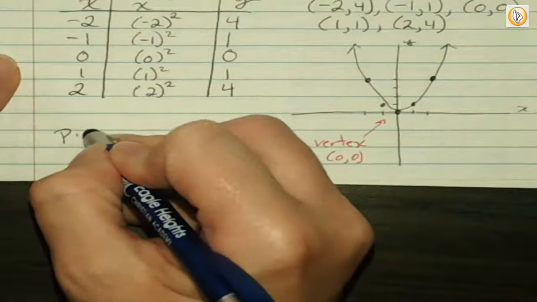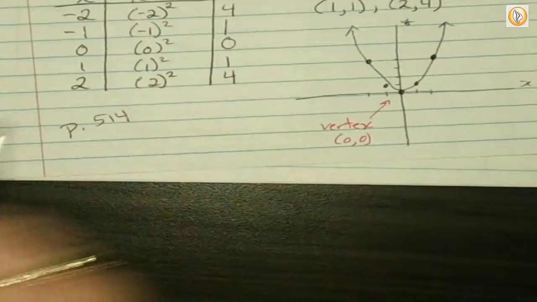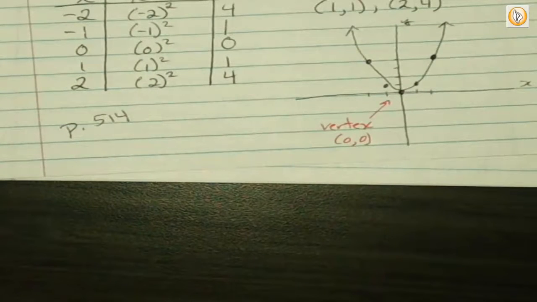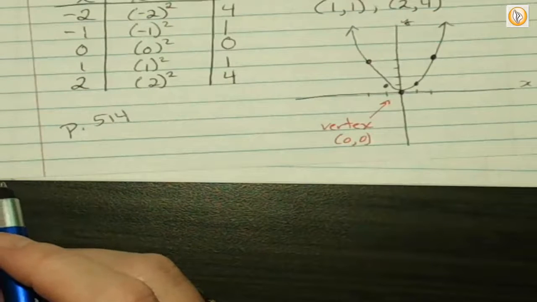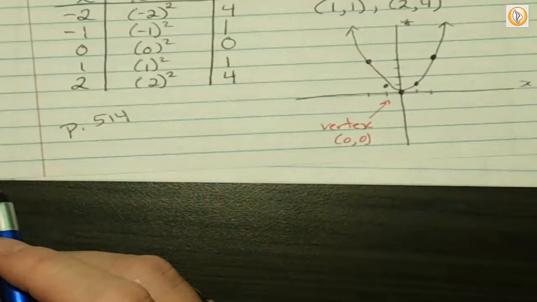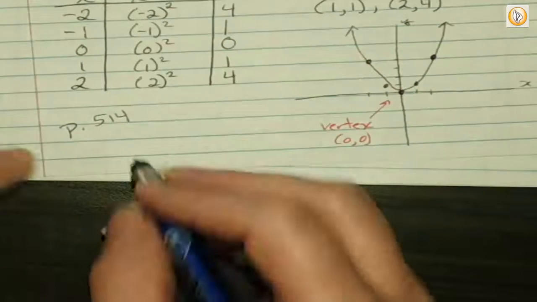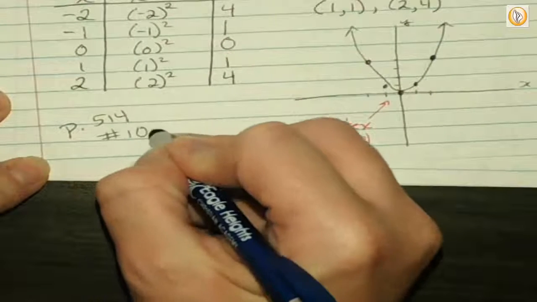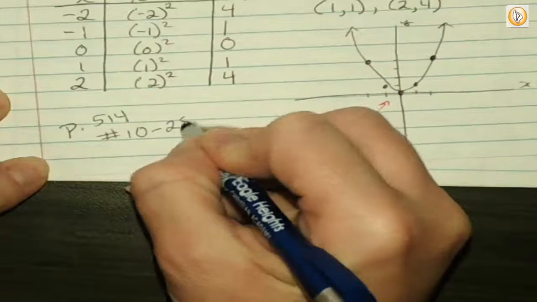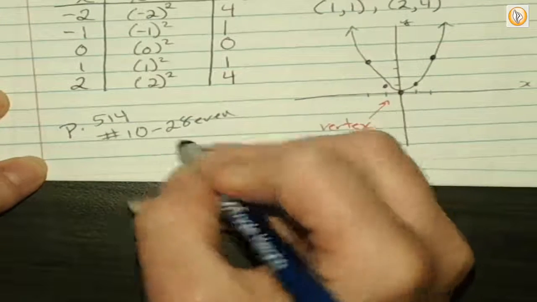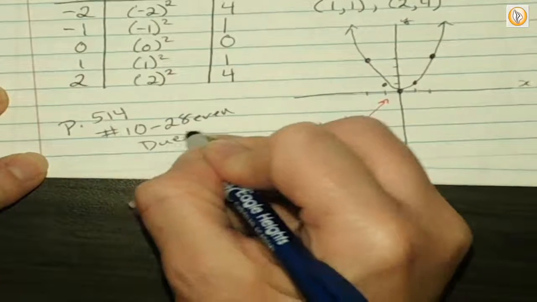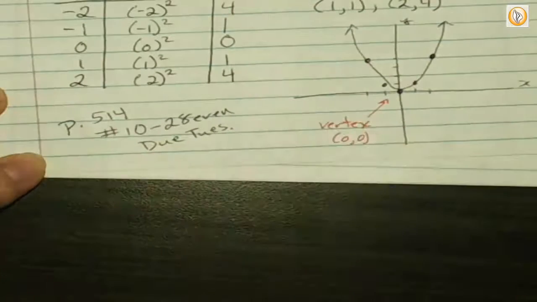So you're going to be doing page 514, because you know how to do the first part. I'm going to have you do 1, 2. Wait, there's gotta be more in there. And I'm going to do numbers 10 through 28 even. That's 10 problems. 1, 2, 3, 4, 5, 6, 7, 8, 9, 10. Yep, 10 problems.